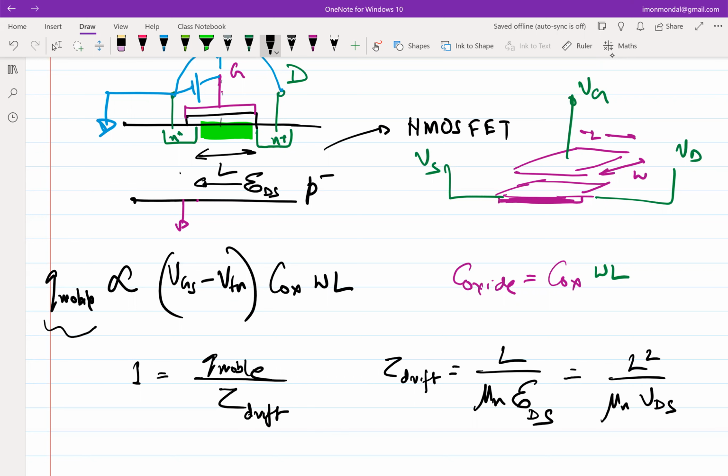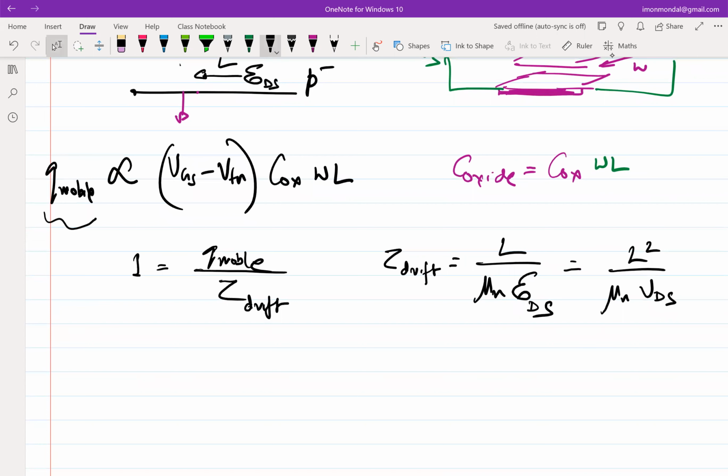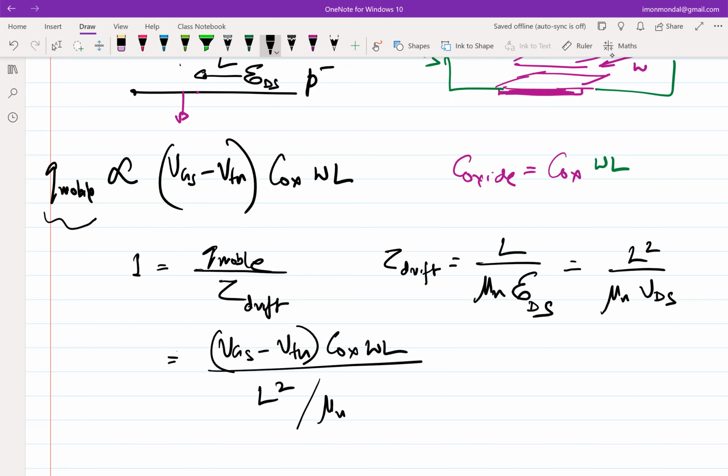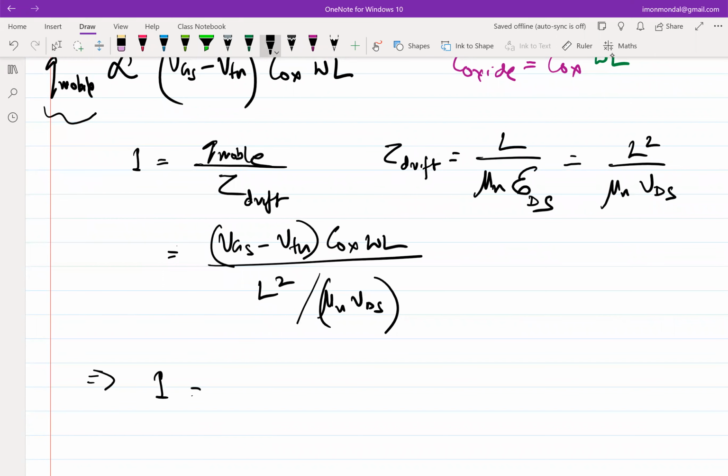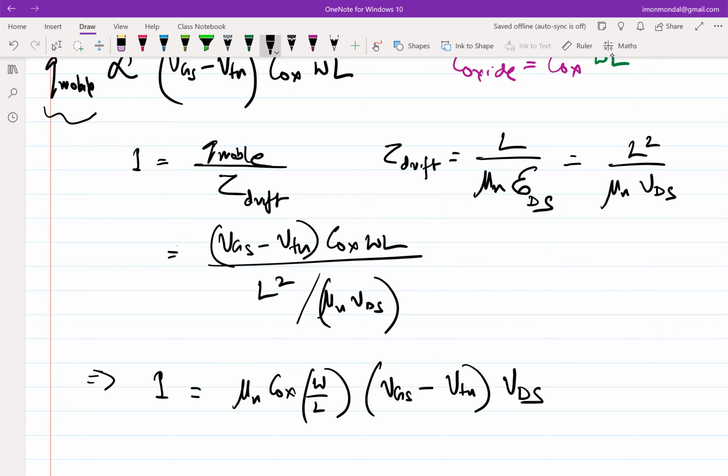Now we plug this into the current equation, which means this becomes VGS minus VTH, C ox. Well. So algebra leads to, okay. So see, from the first principles, we were able to come to a current voltage relationship of a MOSFET.